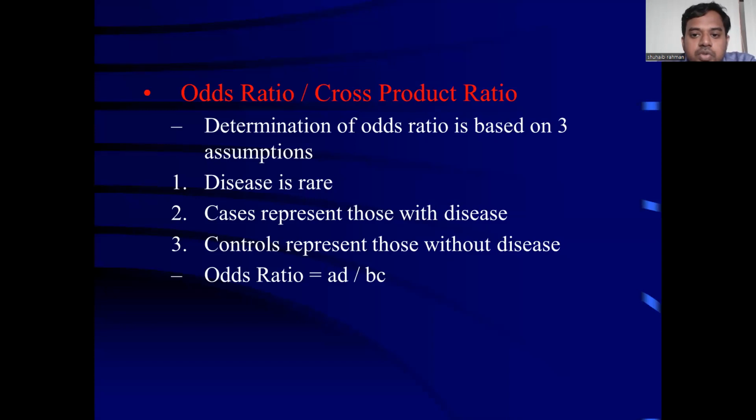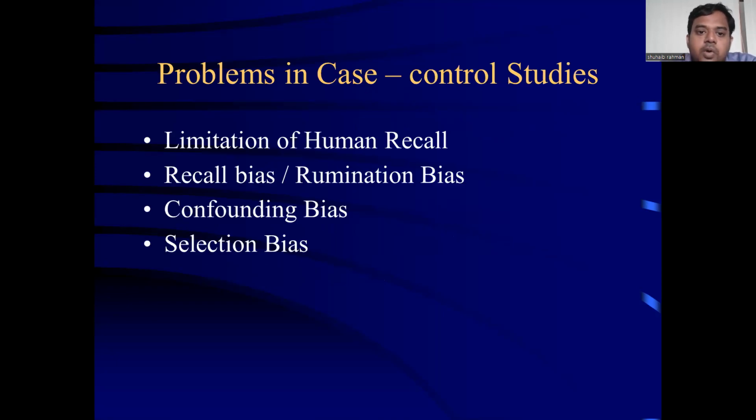So for an odds ratio to be determined, it should be a rare disease. Not always is it like that. We can calculate it for almost all diseases. Cases represent those with the disease, and controls represent those without the disease. So the odds ratio is calculated by your cross product ratio, AD divided by BC. And the problems in case control studies are limitation of human recall, that is called recall bias, and biases will be dealt with in your next portion, cohort studies.